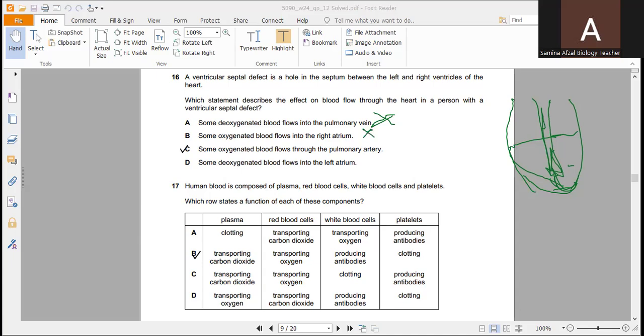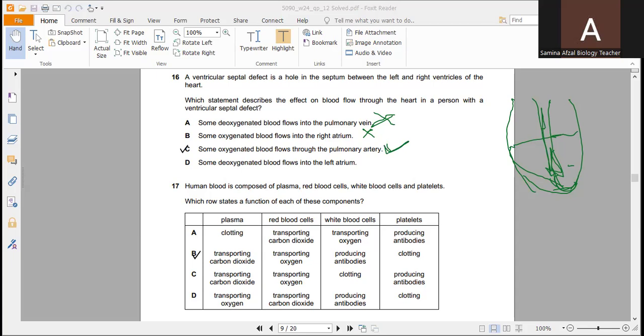So this is not the correct option. And then option C, some oxygenated blood flows through the pulmonary artery. And this is correct because the oxygenated blood from the left ventricle flows into the right ventricle and then gets pumped to the lungs through the pulmonary artery. So this is correct.